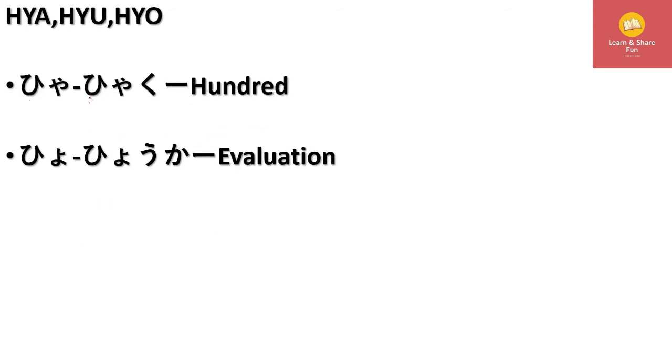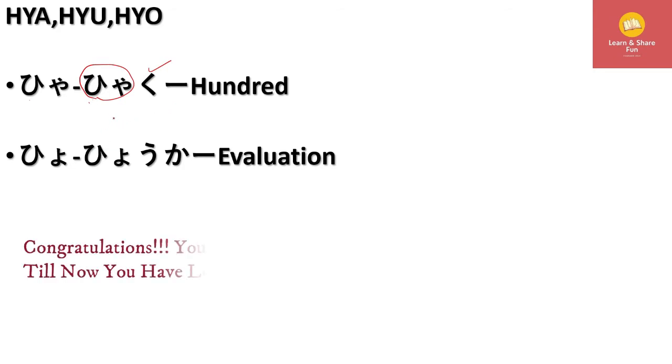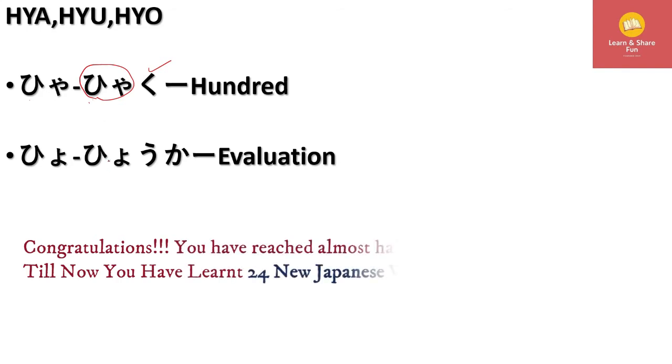Hya, hyu, hyo. A word with hya is hya and ku. Hyaku means 100. We will learn more words of hyu in our katakana series. Now let's learn a word with hyo. Hyo, u, ka. Hyoka. Hyoka means evaluation. Next.